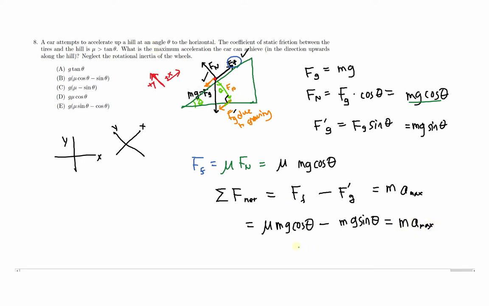Notice I can divide both sides by m. So the m's cancel out throughout. Then g can be pulled out and we can distribute. So g times mu cosine theta minus sine theta equals our maximum acceleration. Do we have an answer? The answer is B.